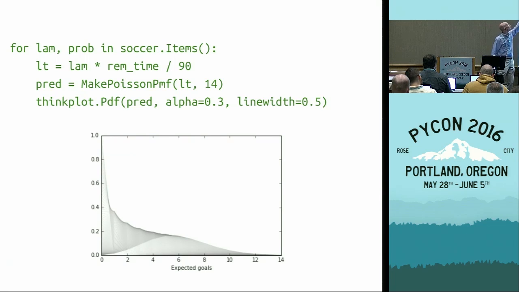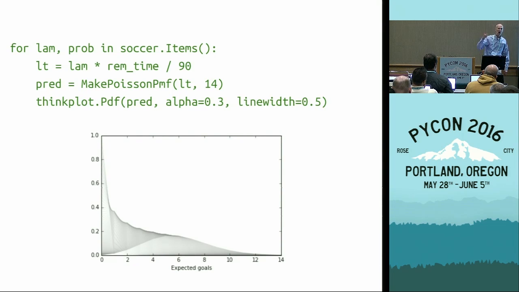I'm going to loop through all the lambdas in the posterior distribution. And for each possible value of lambda, compute the predictive distribution. So if lambda is actually 1, then I'm going to get a predictive distribution that looks like that. If lambda is actually 2, I'm going to get something like what we saw a minute ago, which is one of those guys. What I've shown in the graph here is one curve per possible value of lambda. And now I'm going to add them all up.